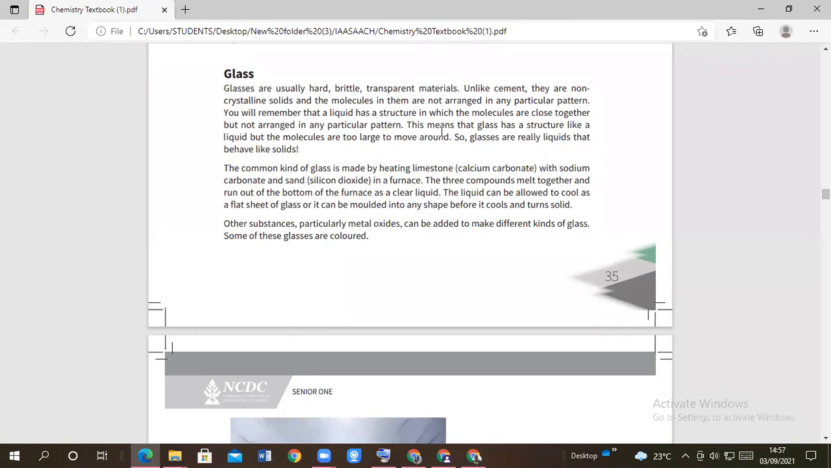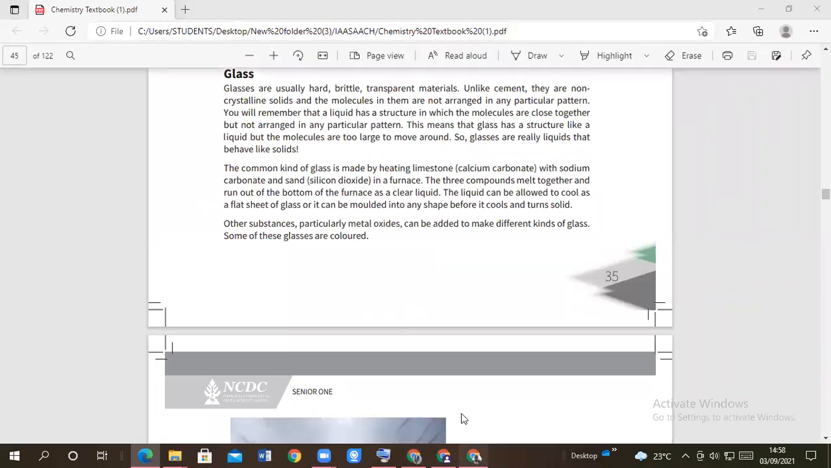So that is what happens here. But for glass, the molecules are too large to move around, so they stay together intact and they form a solid bit of it. So glass are really liquids that behave like solids. Because if you look at the structure of glass, it behaves like a liquid, but the molecules are too large to move.